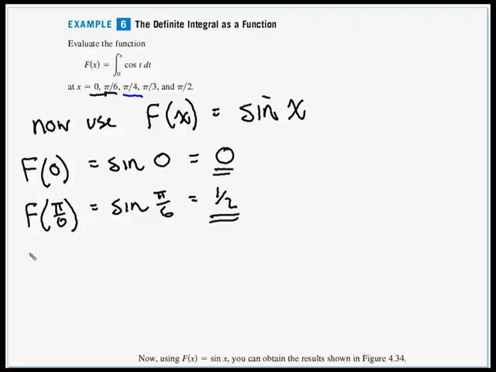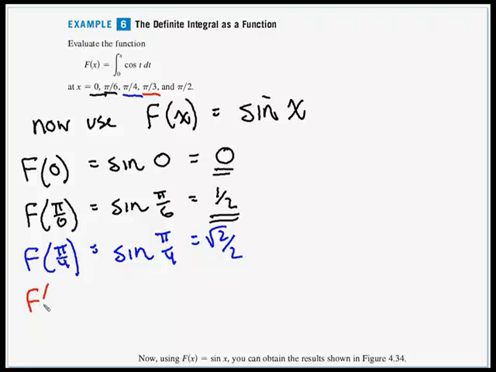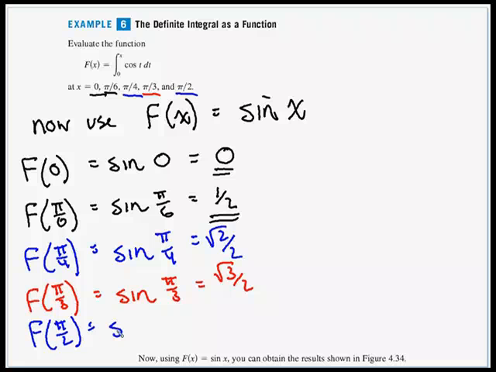And then we can check a quarter pi. F of a quarter pi equals sine of a quarter pi, and that's equal to square root of 2 over 2. And then we could do the same thing for pi over 3. F of a third pi equals sine of pi over 3, and that's equal to square root of 3 over 2. And we could check half pi. F of a half pi equals sine of a half pi, and that's equal to 1. So there's our inputs and our outputs, our values.